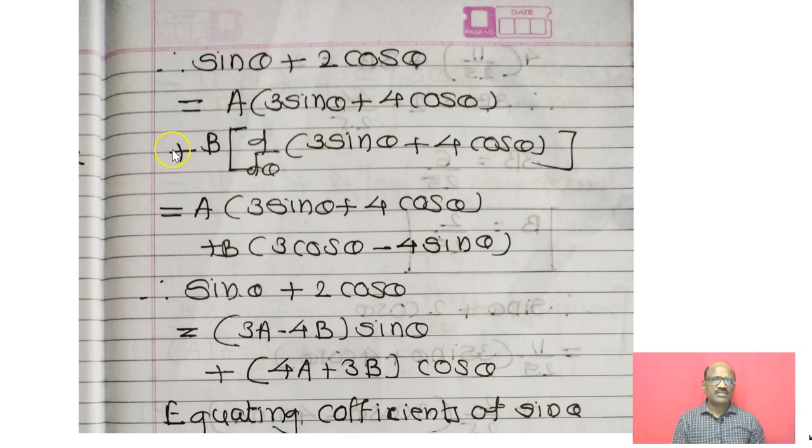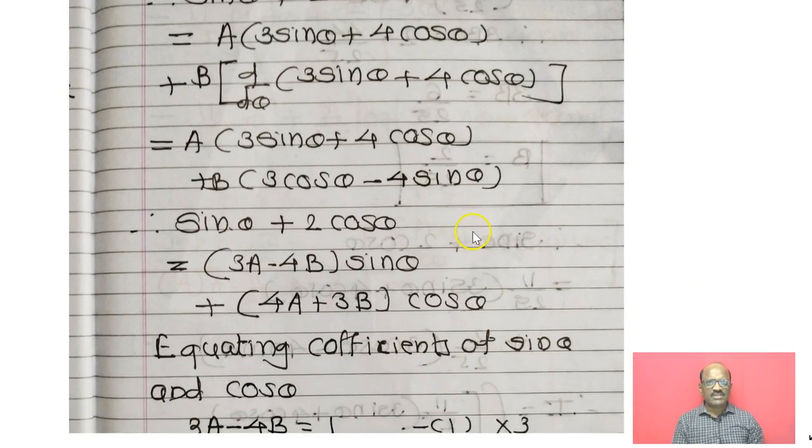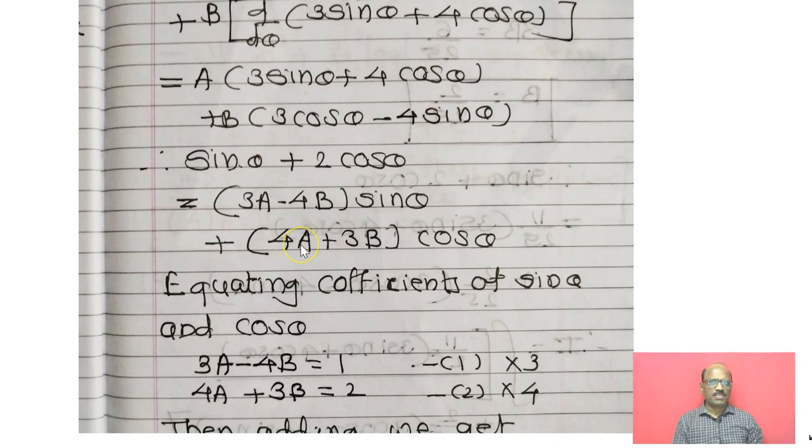That is, the numerator sin theta plus 2 cos theta is equal to a times (3 sin theta plus 4 cos theta) plus b times d by d theta of (3 sin theta plus 4 cos theta). Now what is the derivative of that? It is a times 3 sin theta plus 4 cos theta as it is. The derivative of sin theta is cos theta and of cos theta is minus sin theta. And find the coefficients of sin theta and cos theta on the left and right hand sides.